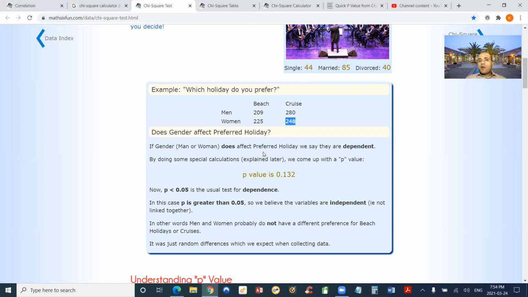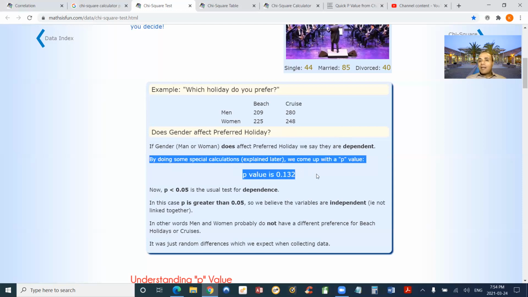If gender does affect preferred holiday, we say that they are dependent. The gender and holiday destination are dependent. Remember, when we talk about redundancy, we talk about dependency. We want to understand whether something can be derived from something else, or at least to understand how they are dependent on each other, and factor in the dependency in the model we are going to utilize.